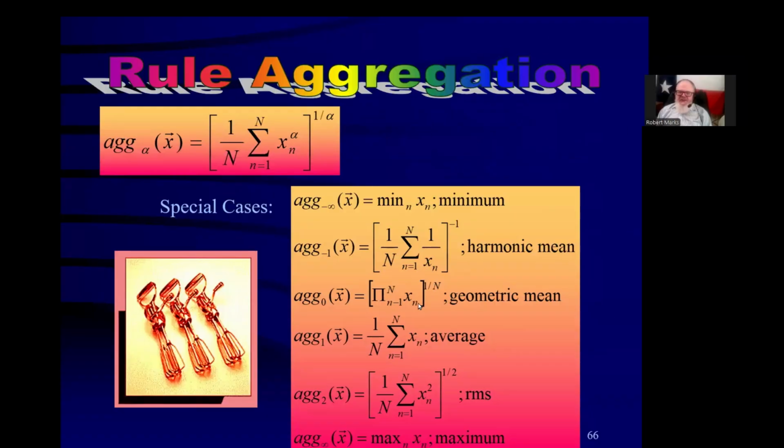And here are the different results you get. If you do minus infinity, you get the minimum. I want to talk about that a little bit. I think that the aggregation -1 is the harmonic mean, which is kind of the way that resistors add when you connect them in parallel. Aggregation 0 is the geometric mean.